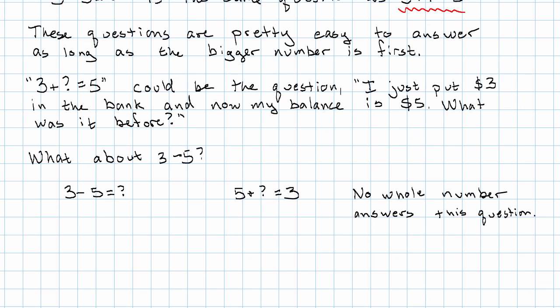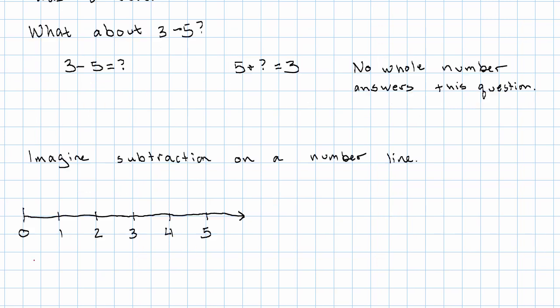Well, take a look at this, right? If I'm imagining subtraction on a number line, I can imagine 5 minus 3 as the distance from 3 to 5. So I start at 3, and I end up at 5. The distance from 3 to 5, this is 5 minus 3.